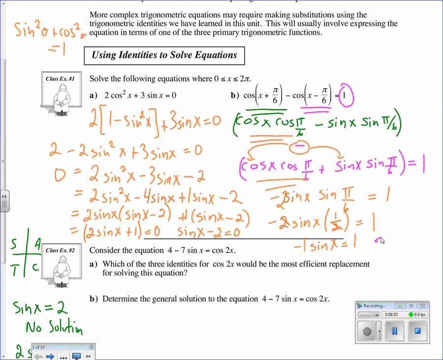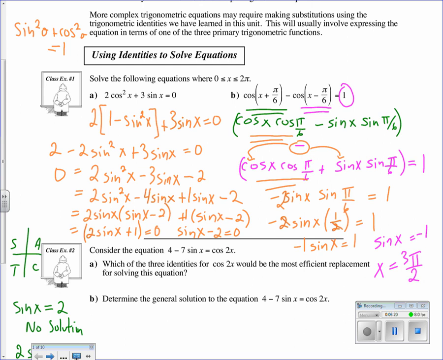And then I get to look at sine x being equal to negative 1. And from what we know of our unit circle or our graph of sine x, there's only one answer. And that's x equals 3 pi over 2.